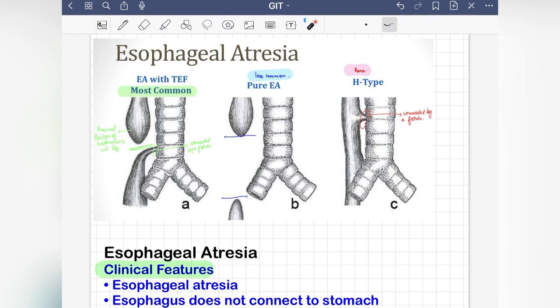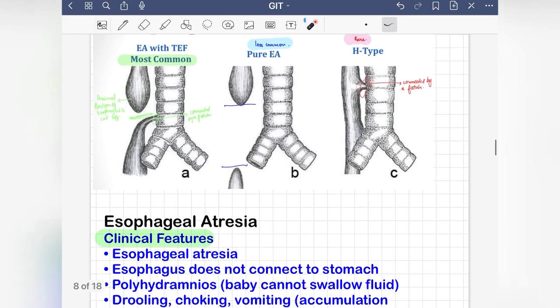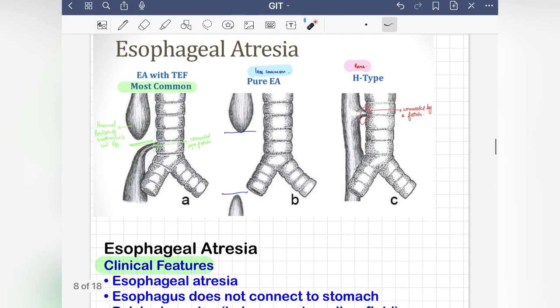There are three forms of esophageal atresia. The most common form is called esophageal atresia, that's EA, with tracheoesophageal fistula. A tracheoesophageal fistula is a connection between the trachea, which is here in the lungs, and the esophagus, which is the distal portion of the esophagus. The proximal portion of the esophagus has been cut off, that's why it is called esophageal atresia.